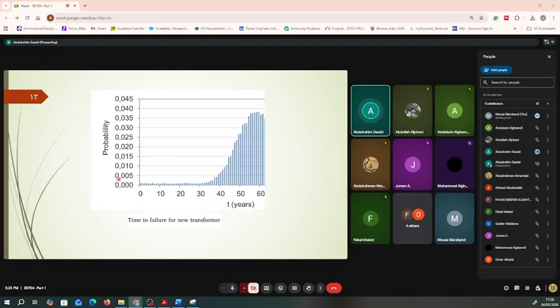Here, the diagram shows the time of failure for a new transformer. In order to assess the remaining life of a used transformer, the histogram should be conditioned to the age of equipment analysis period. And we can see here after 40 to 60 years, the probability of failure increases.